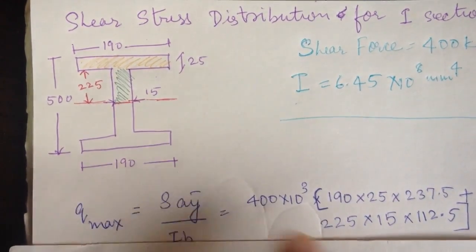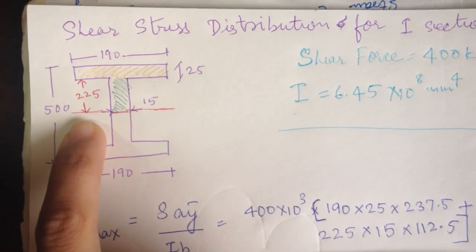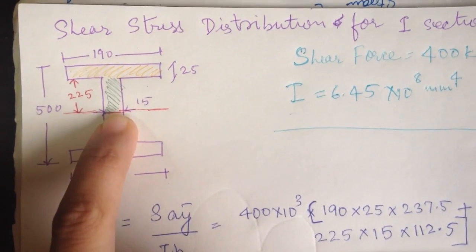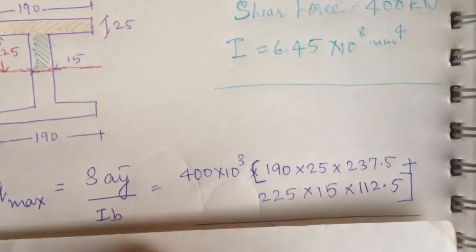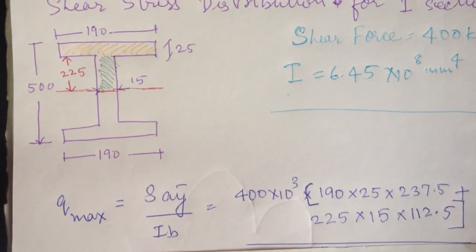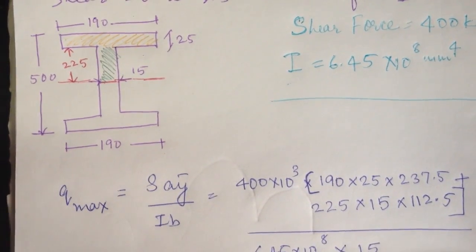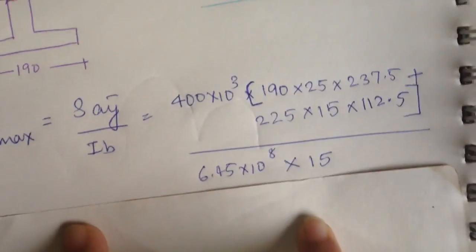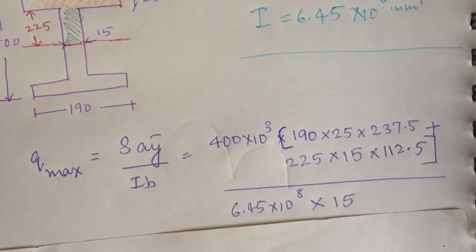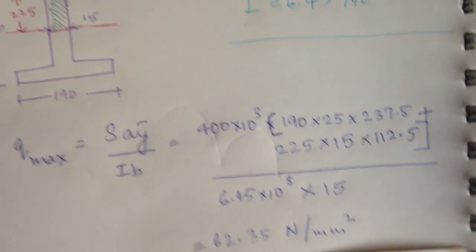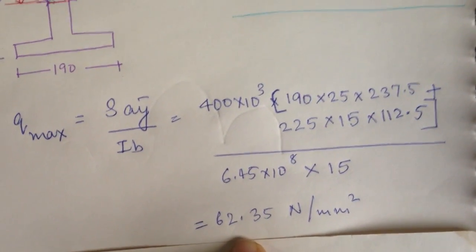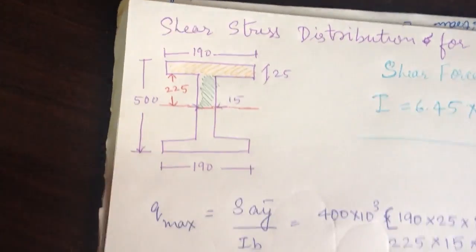That's one thing. And the second part is the web, the green part, which is 225 into 15, that's the area. And the ȳ of that area is going to be 112.5, which is half of 225, divided by I into B. So I is the given value, 6.45 × 10^8, into 15. 15 is the width of the web. Calculating that will give us 62.35 Newton per mm square. So that is the maximum shear stress, which lies on the neutral axis here.